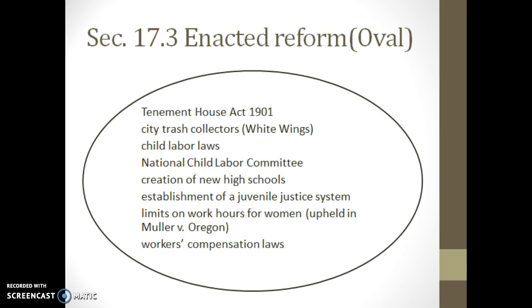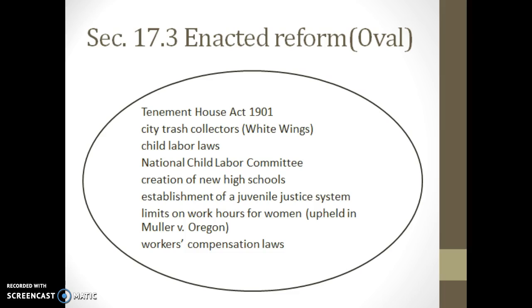We'll also have city trash collectors, and these are the white wings. They're in your textbook. That big picture to start the chapter is the picture of the white wings. If you remember the video I showed on Monday, it was the guy in a white suit on a white horse leading a bunch of guys in white suits sweeping up the streets. That's the white wings. They're really successful in New York in cleaning up the streets.